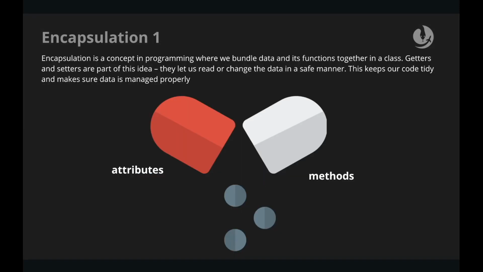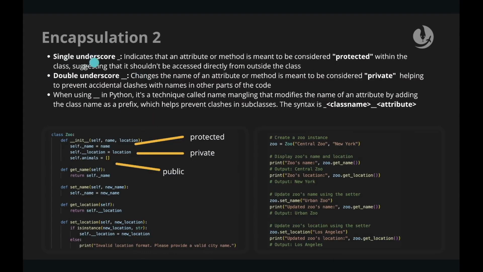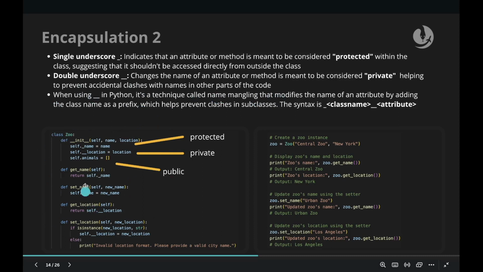So next on the list is the second pillar of object-oriented programming, which is encapsulation. This is a concept in programming where we bundle the data and its functions together in a class, and the getters and setters are a part of this idea. They let us read or change the data in a safe manner. And this keeps our code tidy and makes sure that the data is managed properly. If it sounds confusing, let's break it down. Before we talk about the single underscore, double underscore, and what is name mangling, let's take a look at our zoo class example one more time.